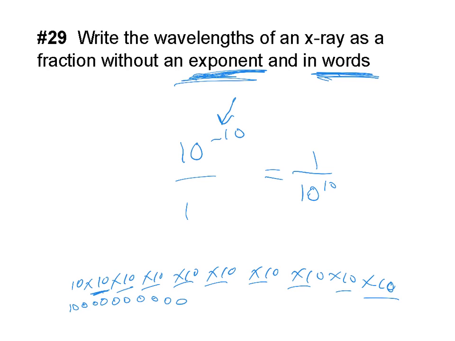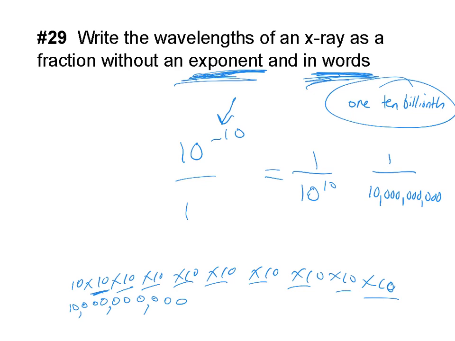So anytime you take something times 10, notice what number this is. If I add my commas in there, here's what I get. That's 10 billion. So this becomes 1 over 10 billion, right? There we go. Okay, that's just without an exponent, but now you need to write that in words. So that's 1 10 billionth, right? Is how you'd write that in words. So there's your two answers that you'll need for number 29.